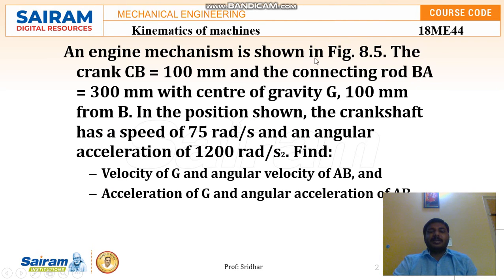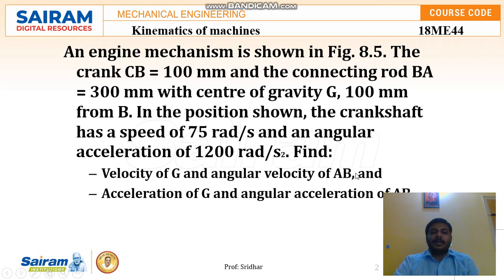An engine mechanism is shown in the figure. We'll see the figure later. The crank CB is 100 mm and the connecting rod BA is 300 mm, with the center of gravity G 100 mm from point B. In the position as shown, the crankshaft has a speed of 75 radians per second and an angular acceleration of 1200 radians per second square. Based on these given conditions, we need to find the velocity of G and the angular velocity of AB.